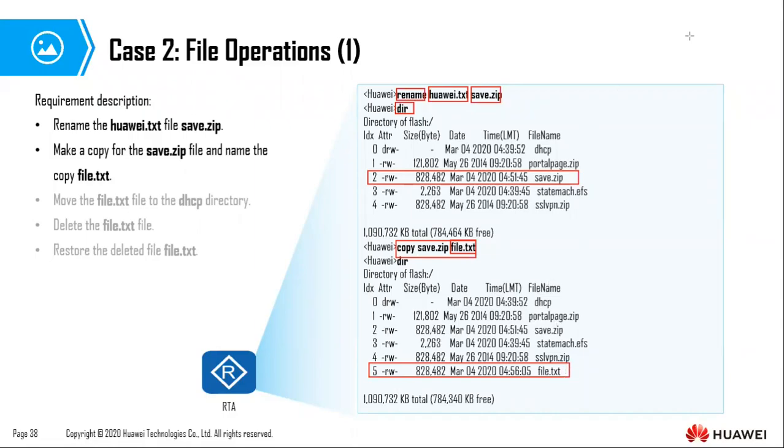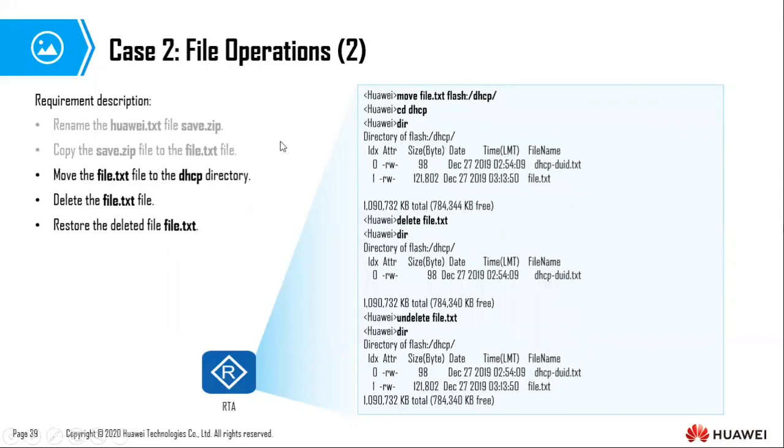So that's how we copy. Okay, let's do the next operation. So here we want to move. We move the file to the DHCP directory. So to do that, the command is move, then the name of the file, then the location where we want to take it. We want to take it to flash DHCP, like that.